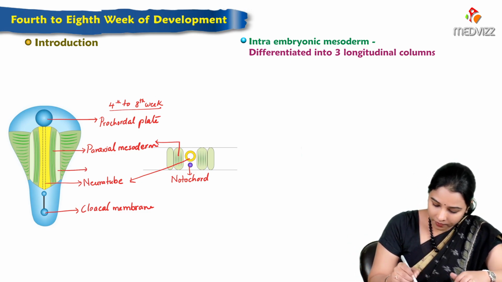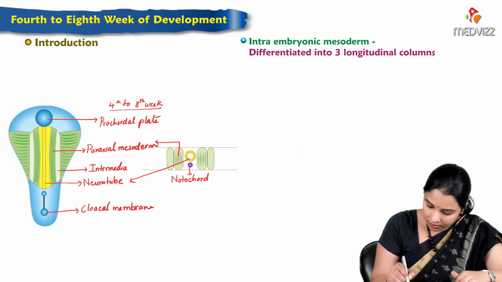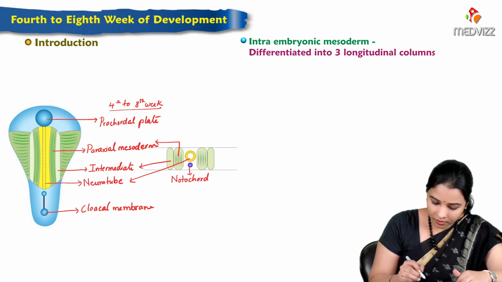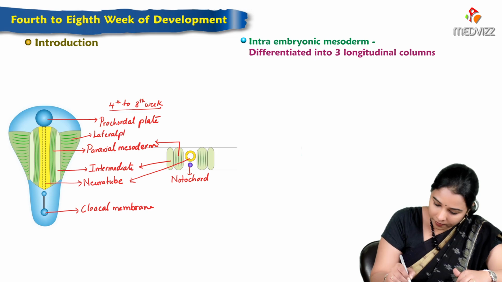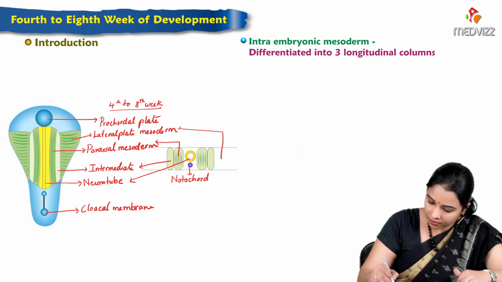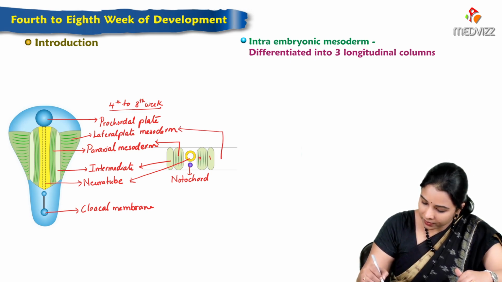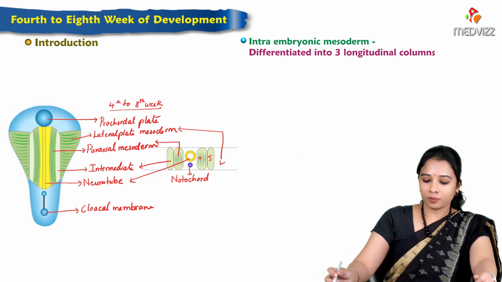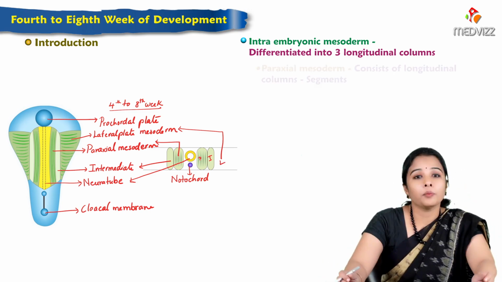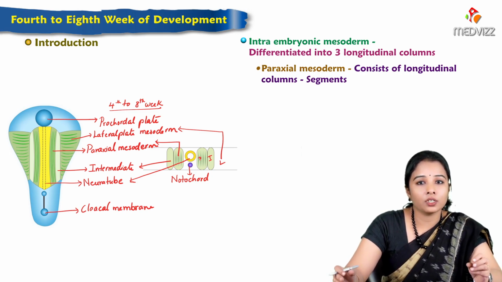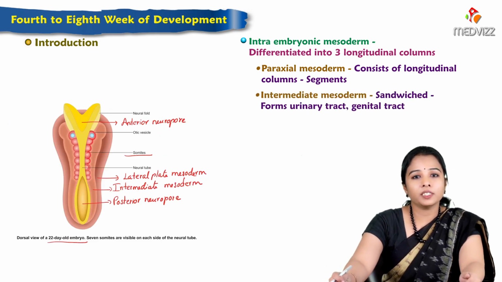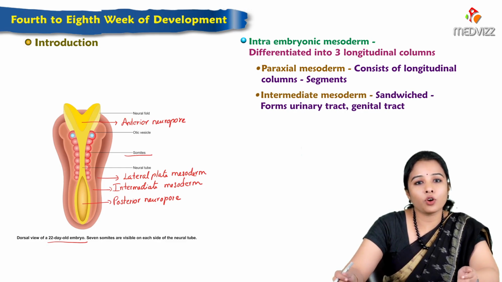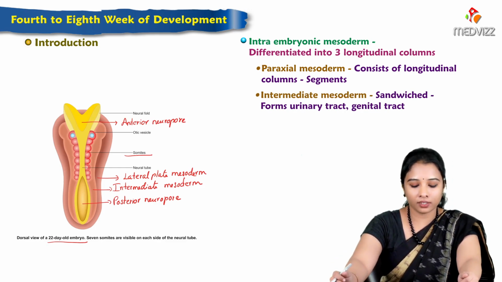So this is intermediate mesoderm, and further laterally we have got lateral mesoderm, that is on still more lateral side. So this is paraxial, this is intermediate, this is lateral plate mesoderm present on each side. Paraxial mesoderm consists of the longitudinal columns which are further differentiated into segments. The intermediate mesoderm, we know, is sandwiched and it forms the urinary tract and genital tract in adults.